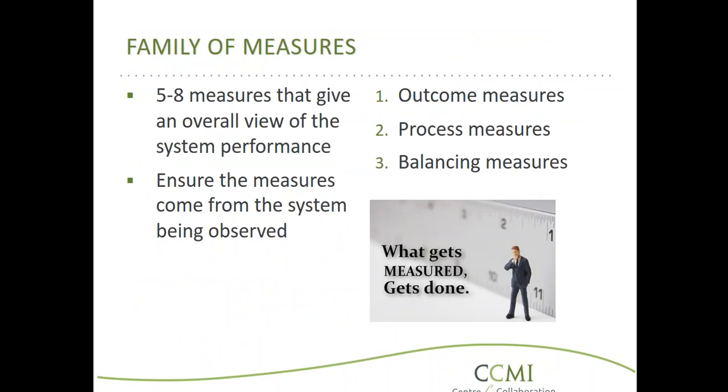When people are embarking on quality improvement initiatives and using the model for improvement, we recommend that they have 5 to 8 measures that give an overall view of the system performance. And the measures are a mix of measures. They can be outcome measures, process measures, balancing measures. We recommend that in that 5 to 8, you have at least one of each. And it ensures that the measures are coming from the system and are actually pertaining to what your aim statement is and the changes that you're trying to make.